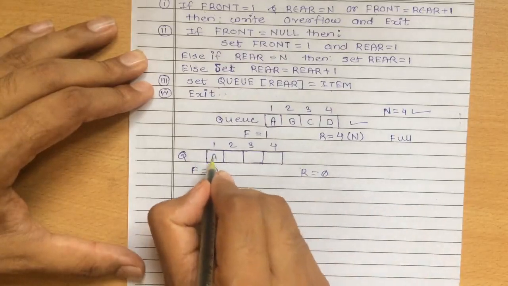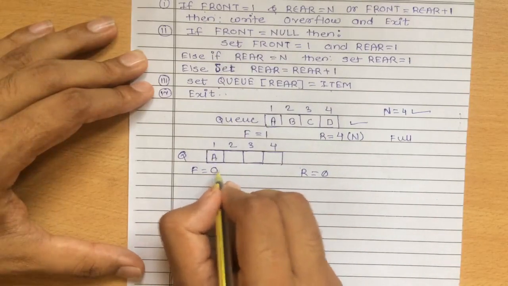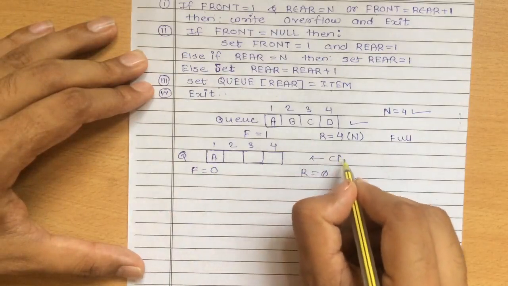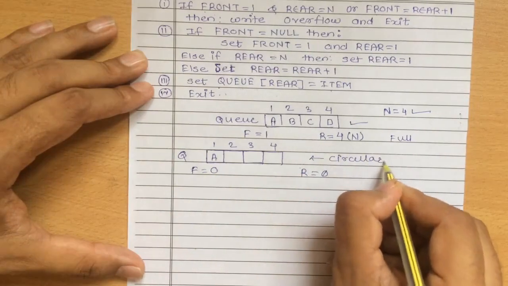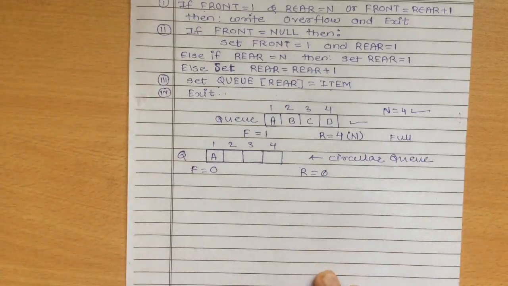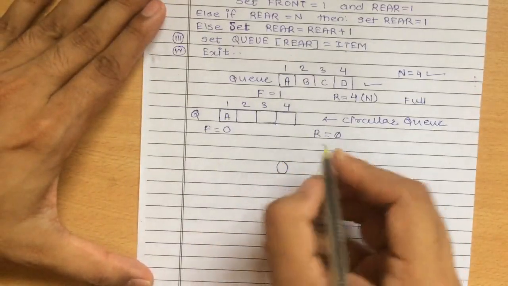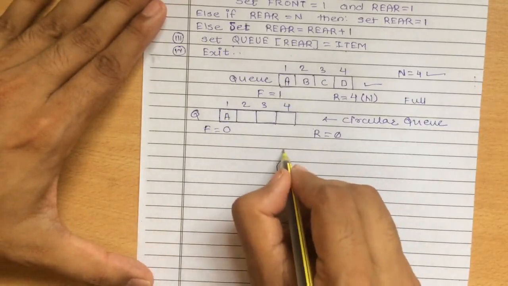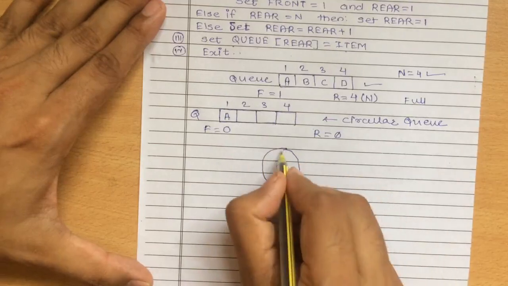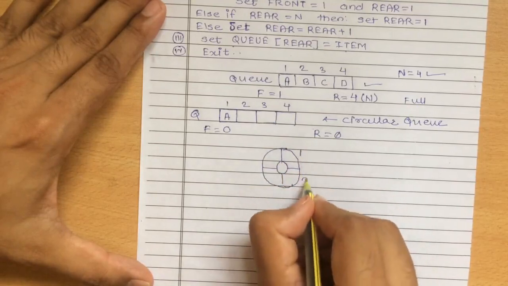Now I will add one element, A. Just consider this as a circular queue. So this is my circular queue. Instead of writing it this way, I will draw another diagram, which is again circular. I am representing the same thing in circular format, nothing different. So the same 4 elements.